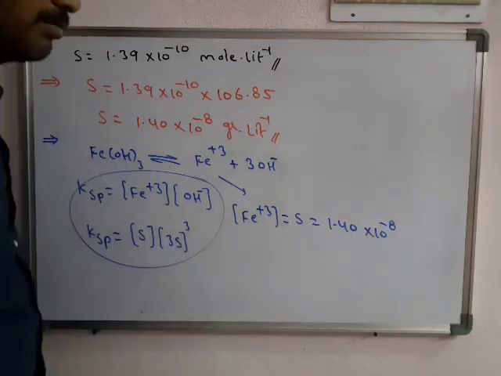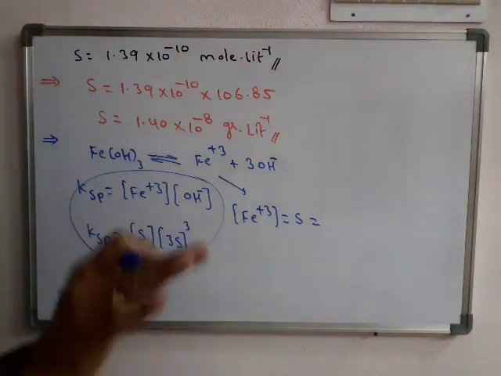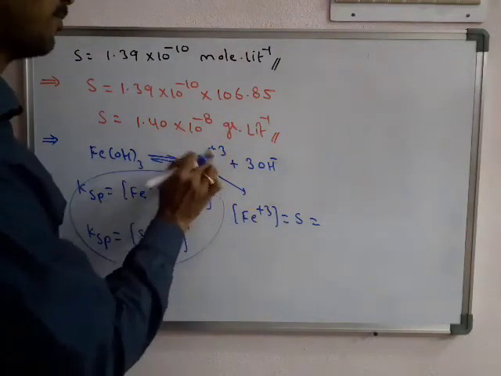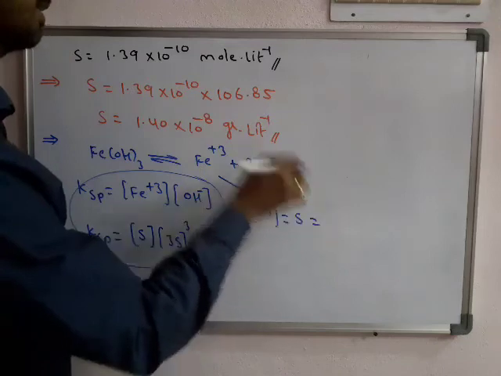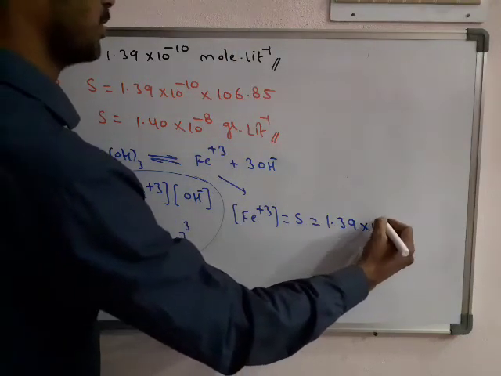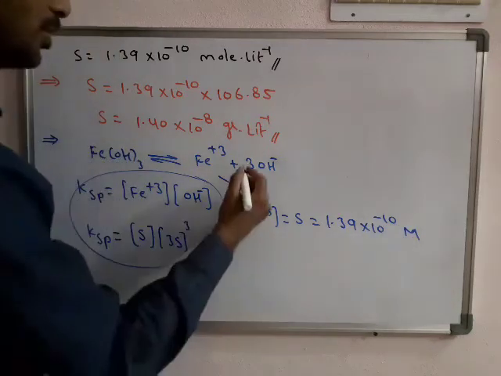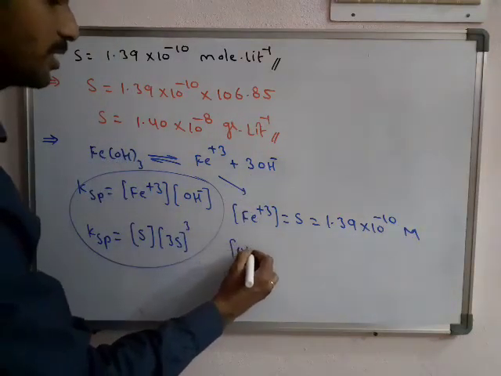Sorry, molarities, so we must take in terms of moles per liter. So directly find this out; don't take this value directly, find it out in moles per liter. It is 1.39 into 10 power minus 10 capital M, nothing but moles per liter. So that is our OH minus concentration.